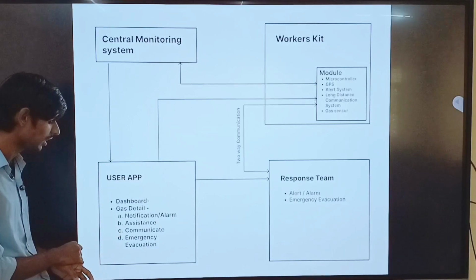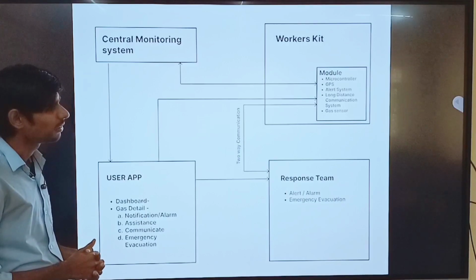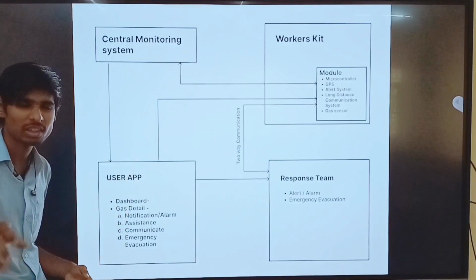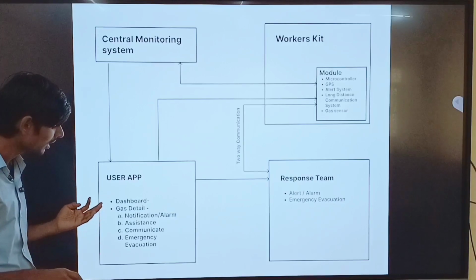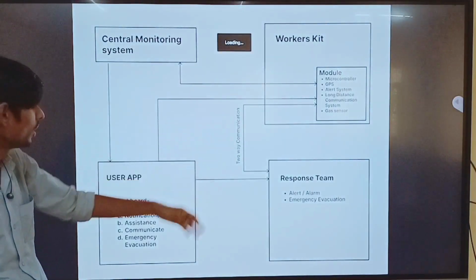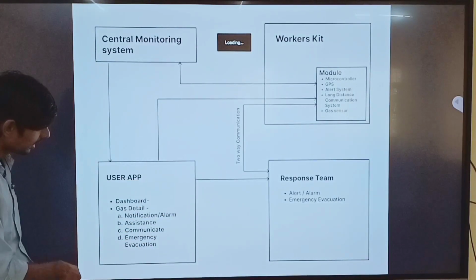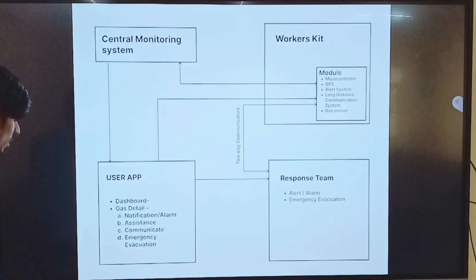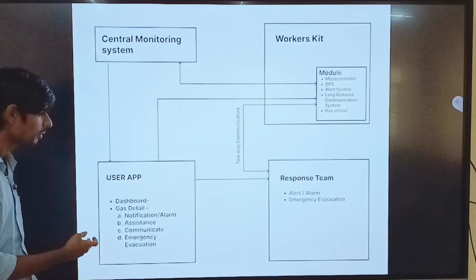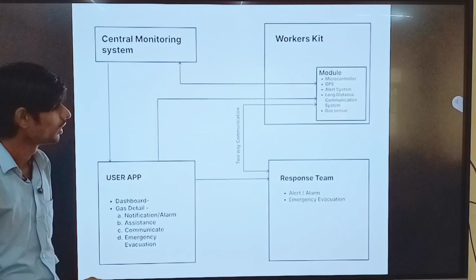Second, we have the assistance system. In many cases, we need help from other workers who are not in our field. So, from the user app, we can provide live assistance to the worker, and we have the communication system to communicate to our server.